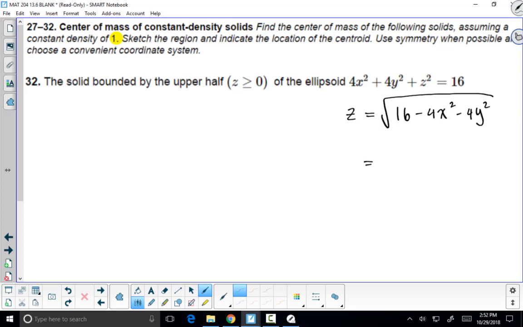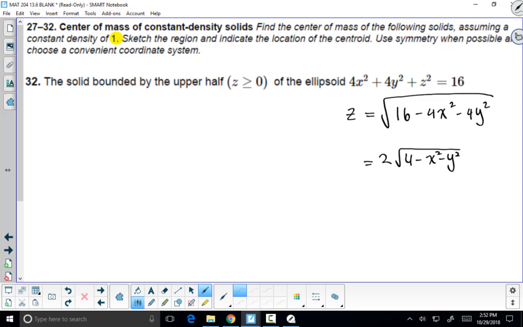Let's factor out a 4. So we're going to get 2 times the square root of, that cannot be right. No. That definitely needs to be a 4. So 4 minus x squared minus y squared. Okay, so that's the upper ellipsoid.